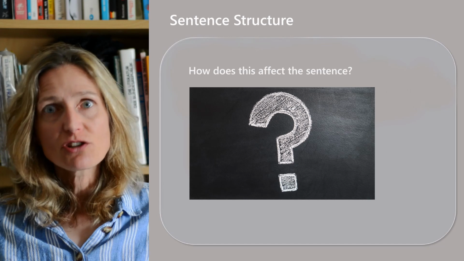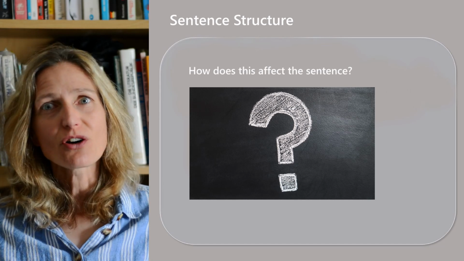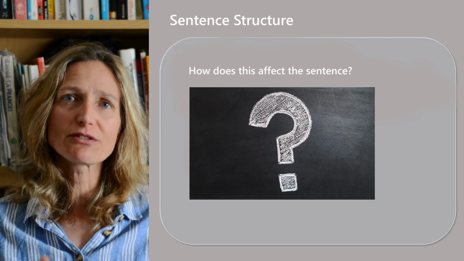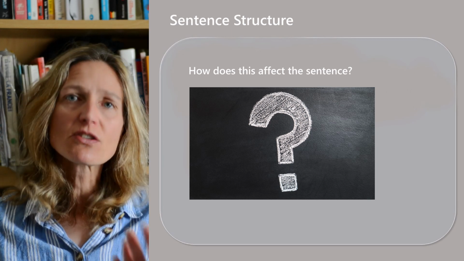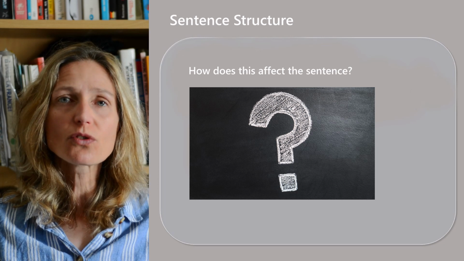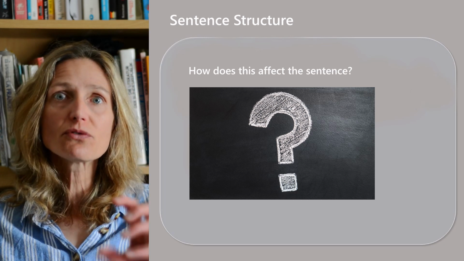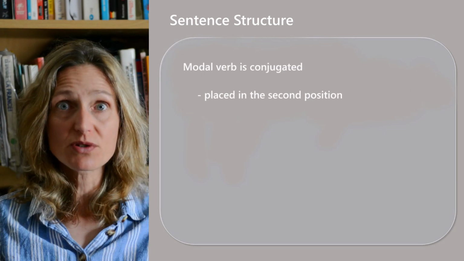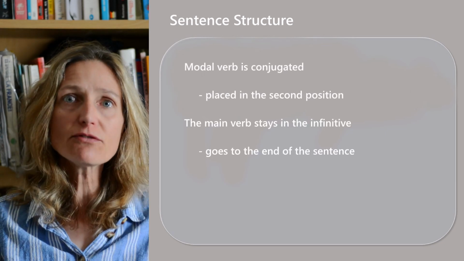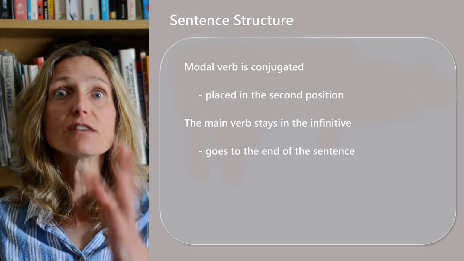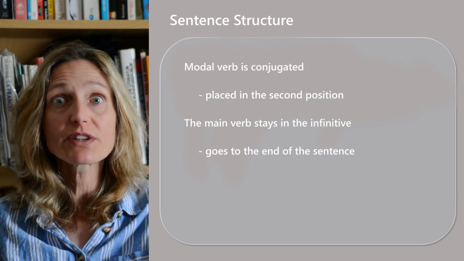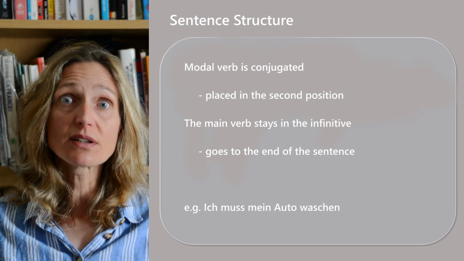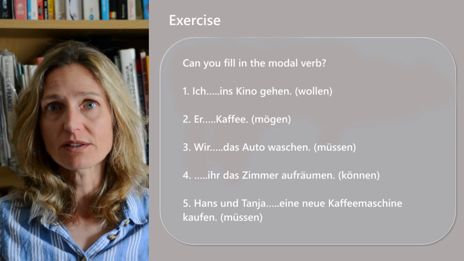Now obviously, you've got to learn the conjugations of the modal verbs, but very important, how do they fit into a sentence? As soon as you're using a modal verb, the modal verb is conjugated and goes in second position. The main verb stays in the infinitive and goes to the very end of the sentence. We've got an example here: Ich muss mein Auto waschen.